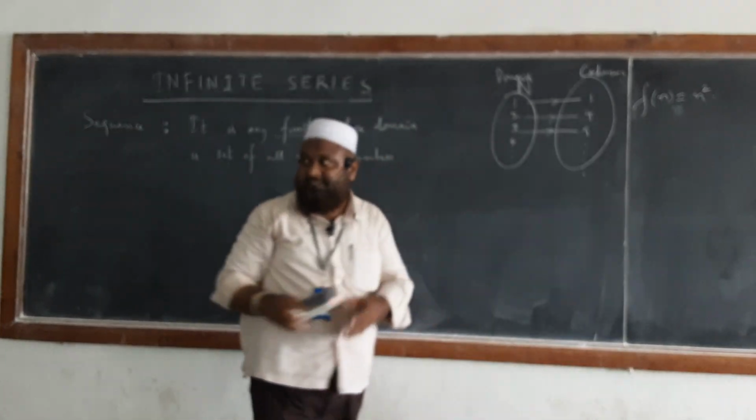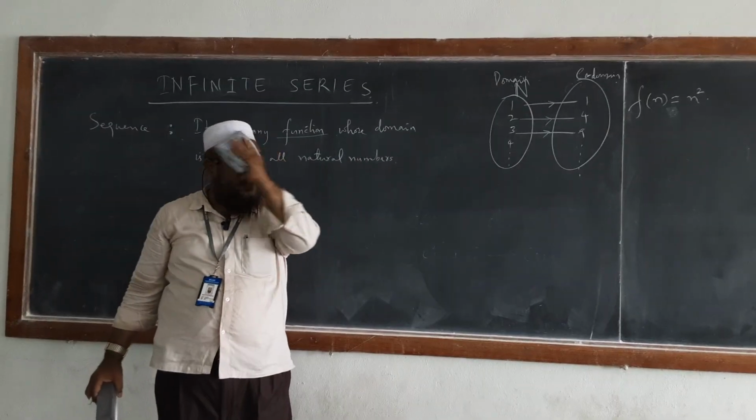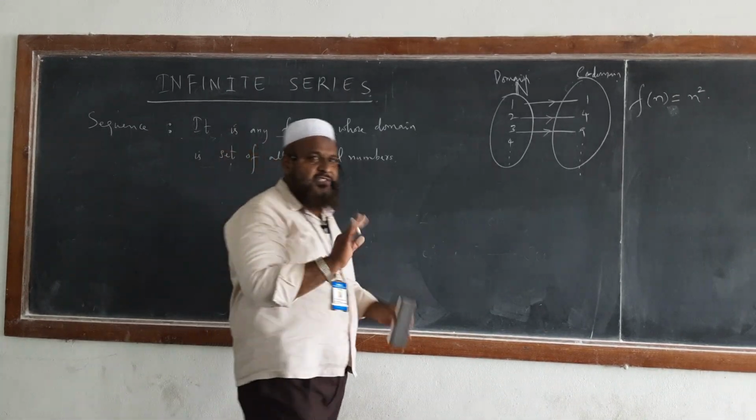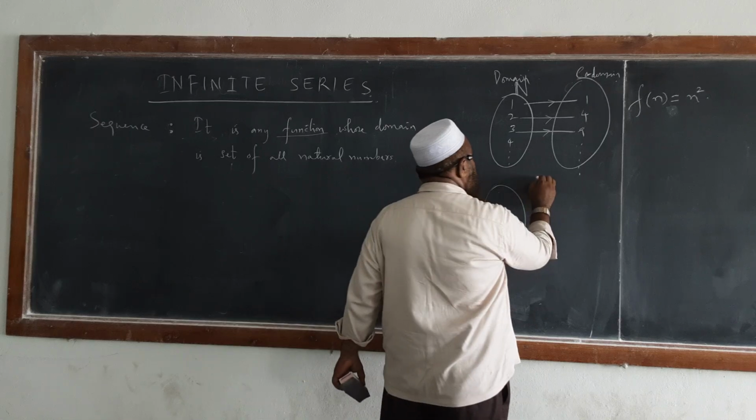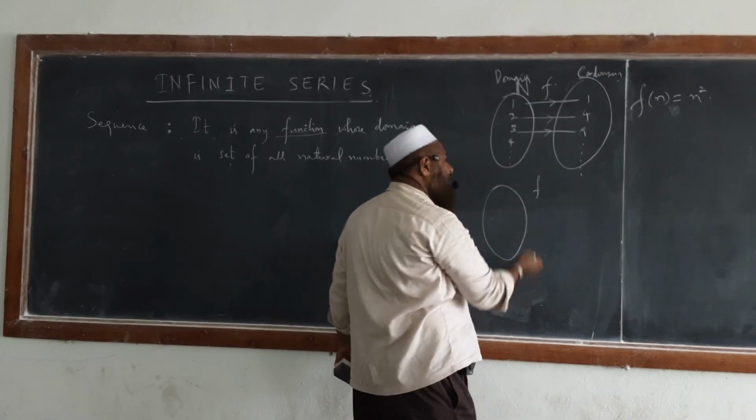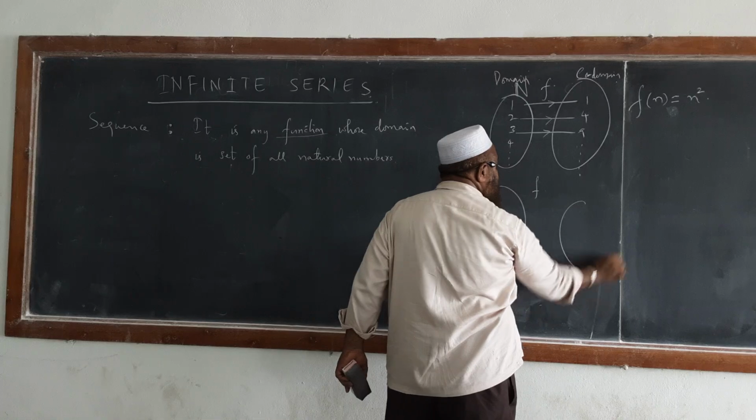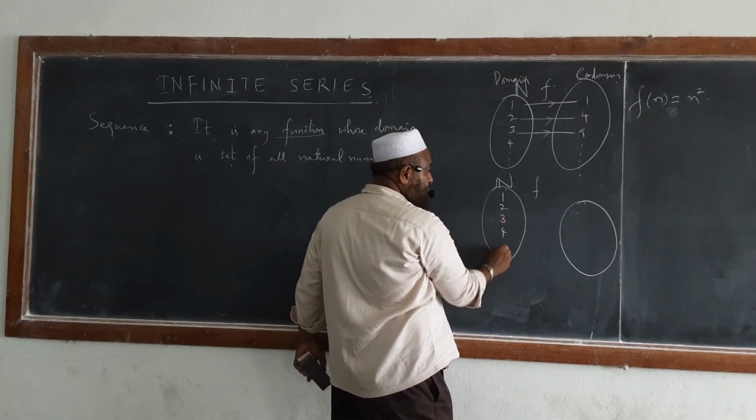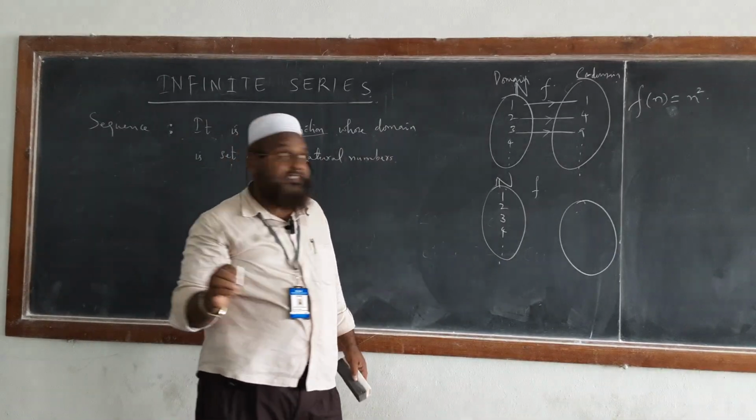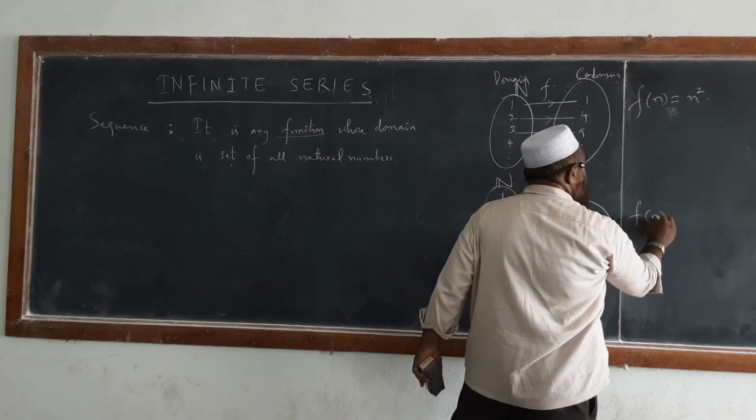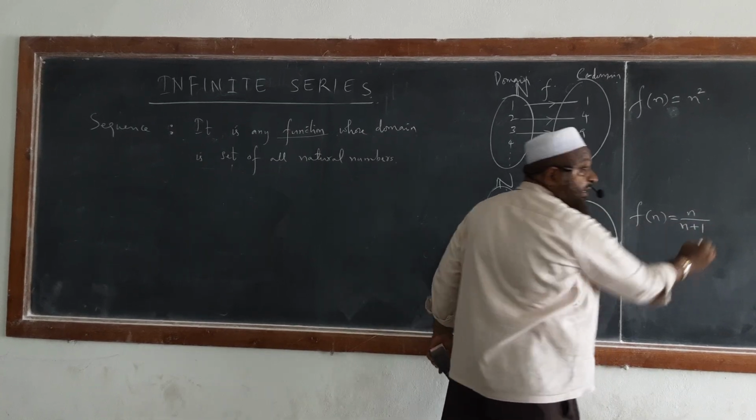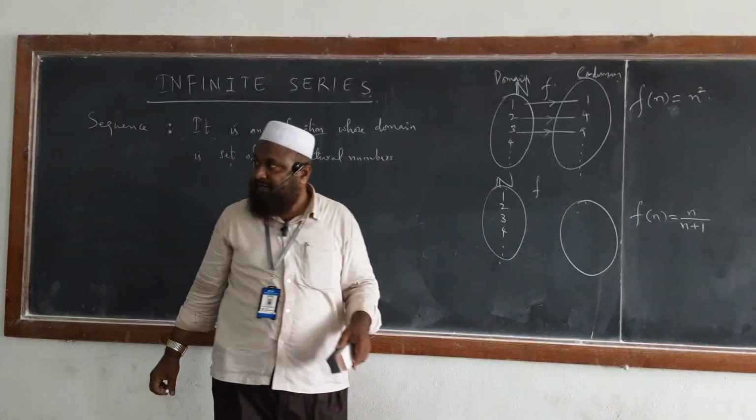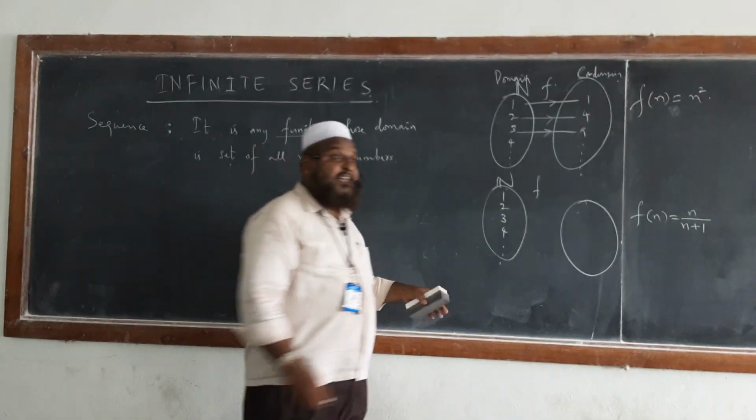If I change the function, there will be different outputs. Just have a look at another simple example. Same f I am using here. Natural numbers here 1, 2, 3, 4, and so on. I am taking the rule as f of n is equal to n by n plus 1. Is this visible there? Okay, good. f of n is equal to n by n plus 1. So what are the outputs as per this rule?